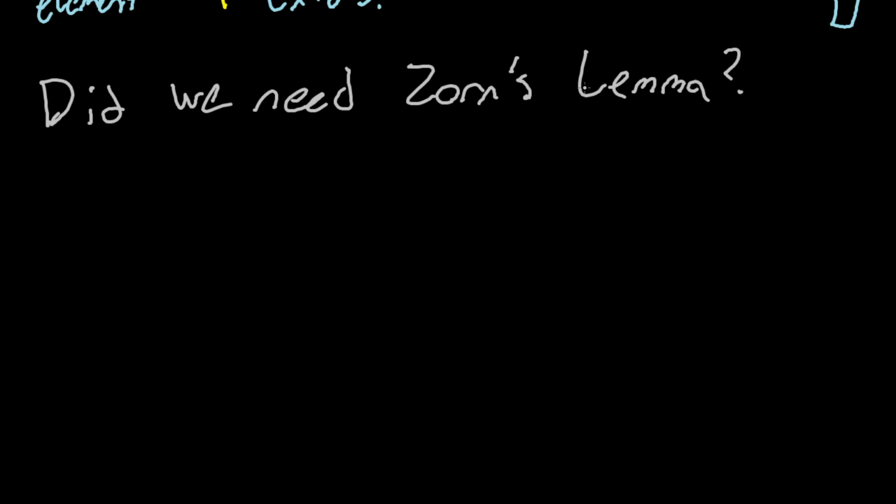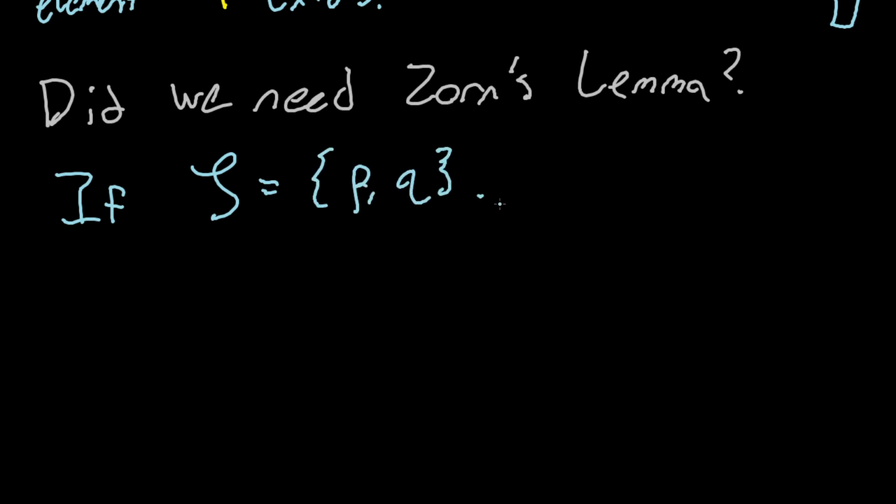Okay, so let's actually pause for a moment and have a question of cardinality. Remember, this is a long time ago. Now if script S is just the set P and Q, so I only allow myself two sentence variables, how many sentences are there?